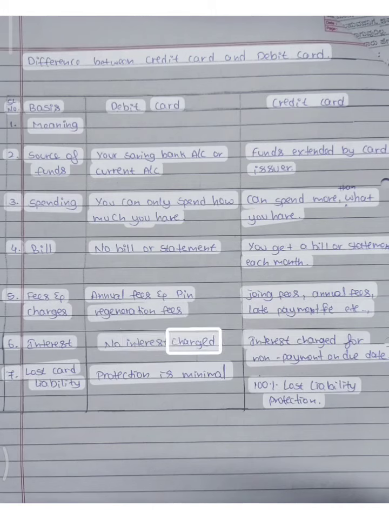No interest charge. Protection is minimal. Funds extended by card issuer. Can spend more than what you have. You get a bill or statement each month. Joining fees, annual fees, late payment fee. Increased charge for non-payment on due date. Zero lost liability protection.